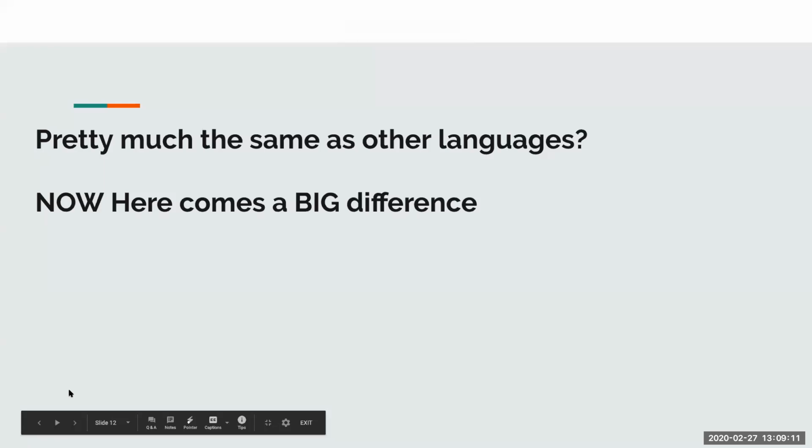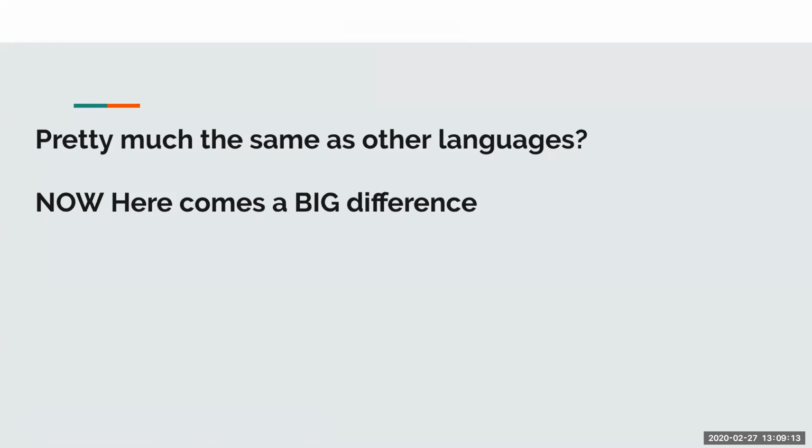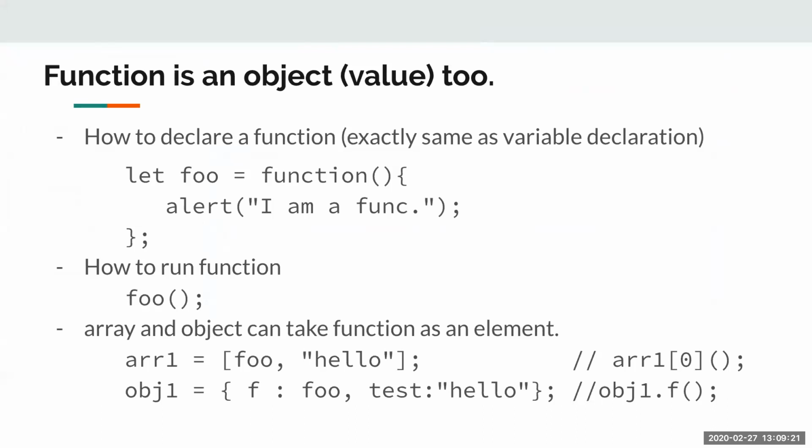So it's pretty much the same as the other languages. Now here comes the big difference: functions. A function in JavaScript is an object. If I have to pick one sentence from today's lecture, this is the sentence that I want you to take away. Function is an object in JavaScript.